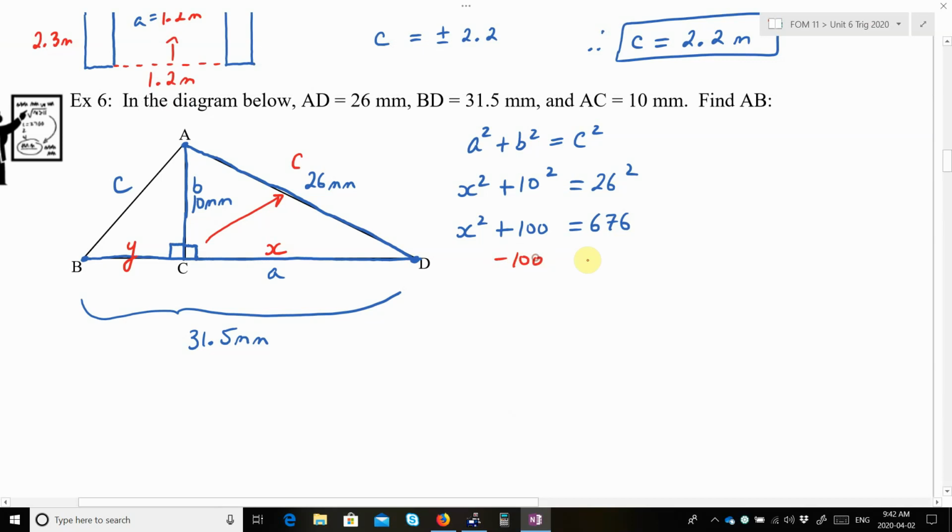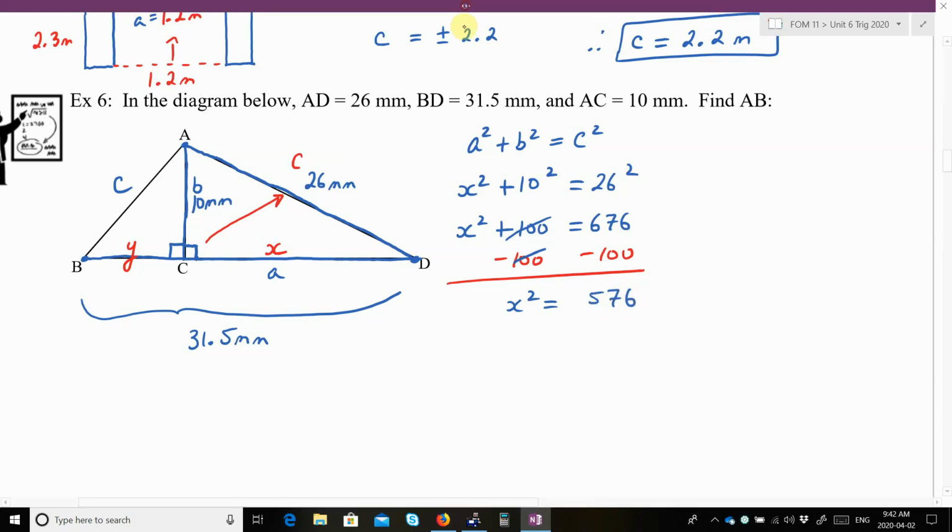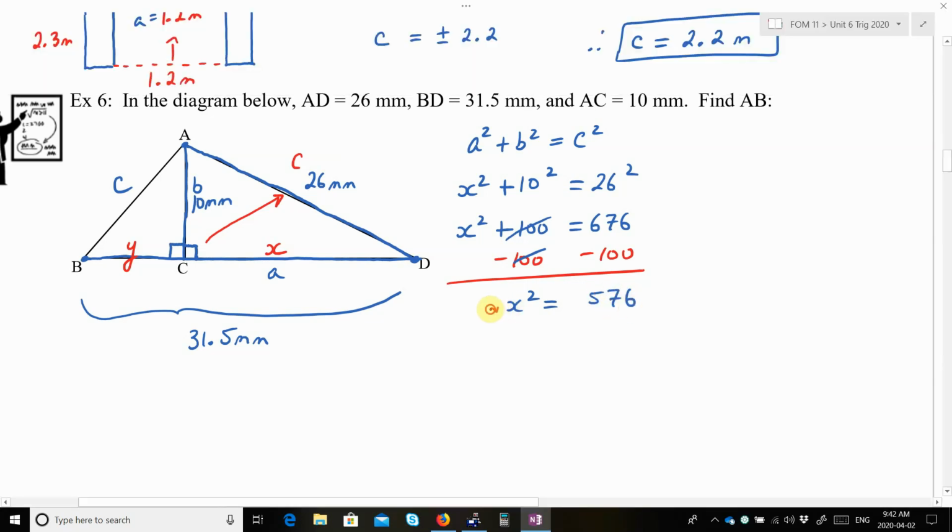Then I would subtract 100 and subtract 100. And get x squared is equal to 576. And then I need to go square root. Square root could be plus or minus, but we know we're just going to use the positive because we're finding the length of a side.